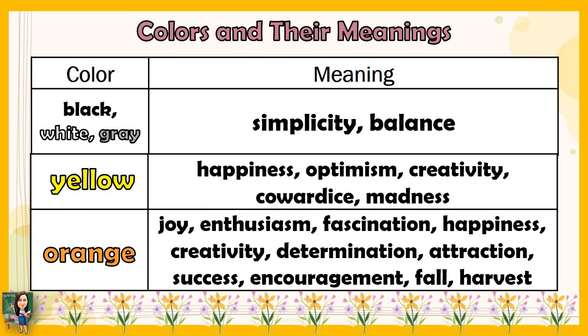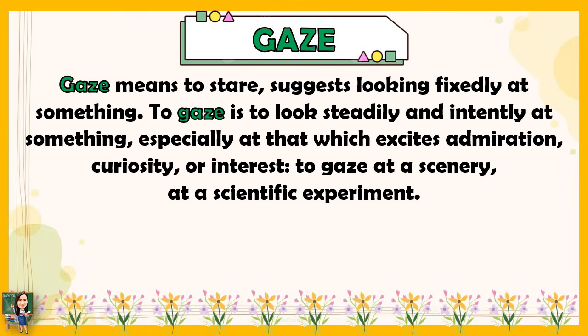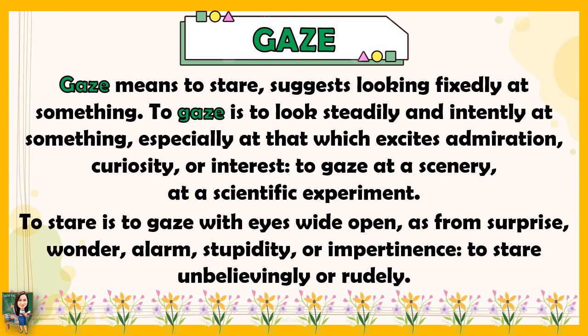Another most common visual element is gaze. Gaze means to stare, suggests looking fixedly at something. To gaze is to look steadily and intently at something, especially at that which excites admiration, curiosity, or interest. To gaze at a scenery, at a scientific experiment. To stare is to gaze with eyes wide open as from surprise, wonder, alarm, stupidity, or impertinence. To stare unbelievingly or rudely.